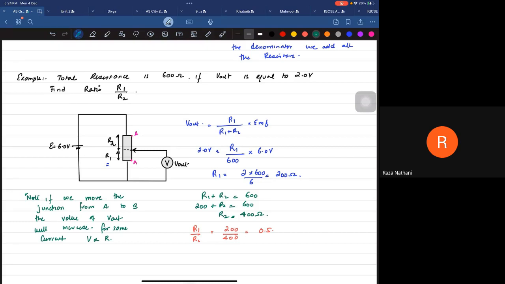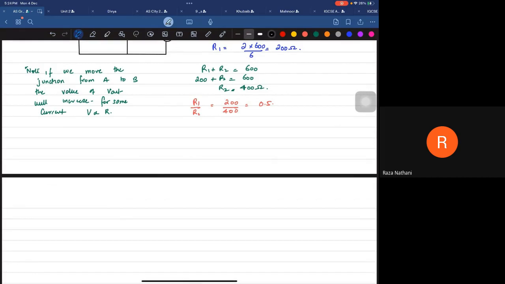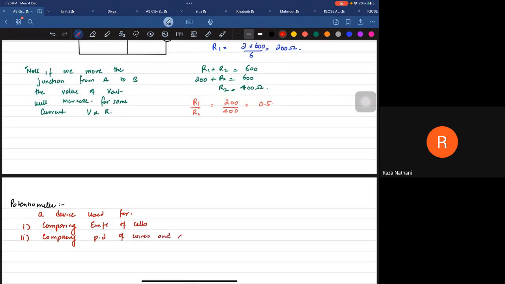Now, going to the next then, which is basically the potentiometer. Now, potentiometer is the last device, and this device is used for a couple of things. Number one, comparing EMFs of cells. Number two, comparing potential difference of wires and resistors. So that's the two functions of it.